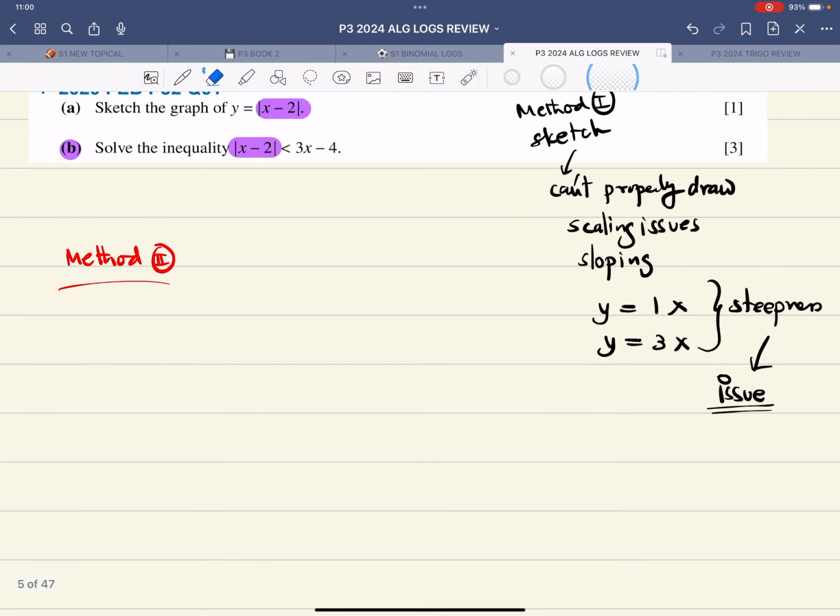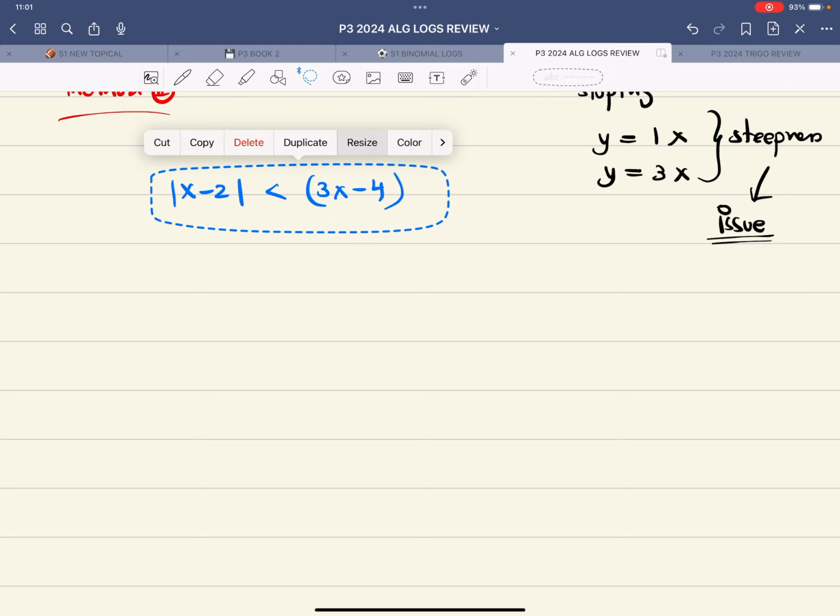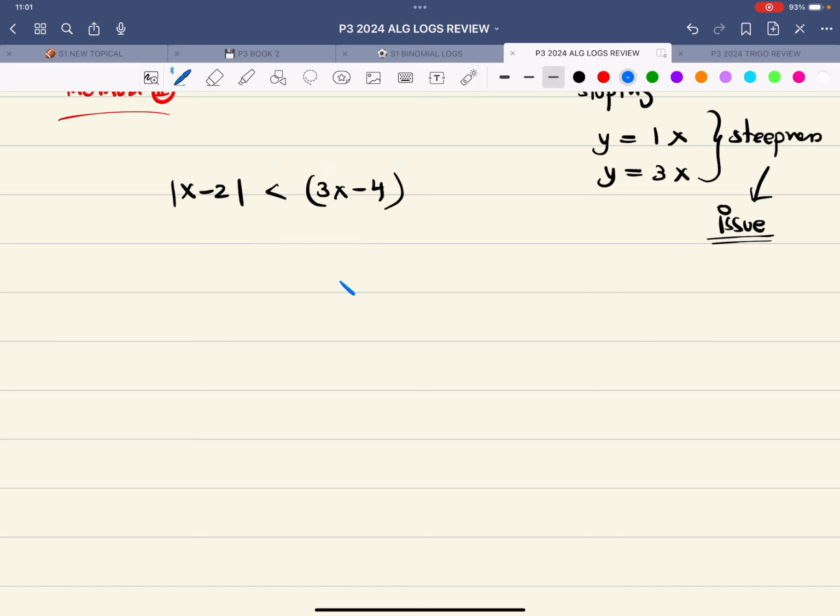So therefore, let me just remove this and write over here that x minus 2 modulus is less than 3x minus 4. Let me use a bracket. So therefore, let me just change the color because now I'll be highlighting it. So first of all, I'm going to go ahead and change the color. So I'll write this thing as x minus 2, not the blue one. x minus 2 lies between positive 3x minus 4 and negative of 3x minus 4.